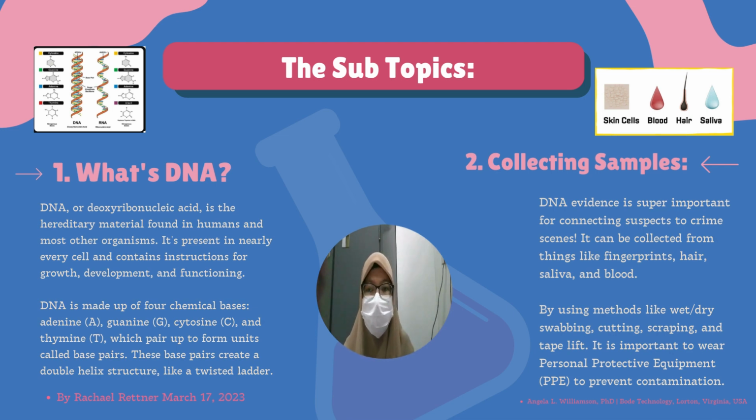And next is collecting samples. Collecting samples means gaining the evidence, and we have different types of material. We can gain it from fingerprints, skin, hair, saliva, or blood, and we have different methods to take it: wet, dry, swabbing, cutting, scraping, and so on. And of course, we have to keep these samples clean in the lab before we analyze them.